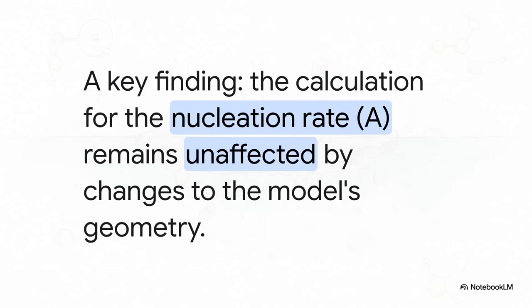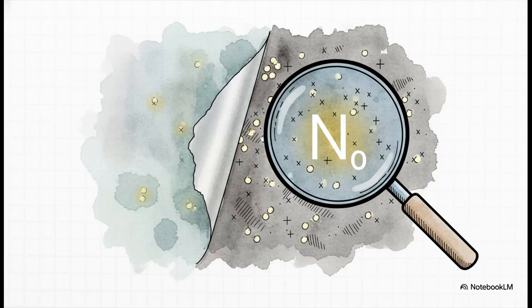Well, the first result is kind of weird, actually. It turns out that this new, much better model has zero effect on the calculated value for the nucleation rate, the parameter we call A. That number stays exactly the same. So you might be thinking, wait a second, what was the point of all this then? But here's the punchline. The real prize here is a much more accurate number for n0. That's the number of active sites on the electrode surface. By finally modeling the competition for space correctly, we can get a true count of just how many starting blocks are available for these nuclei to form on.